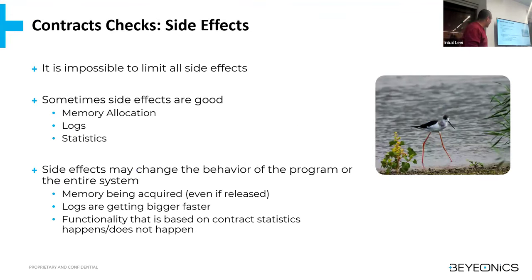So side effects are something that is not preventable within the contract. You might see memory allocation, you might see logs, you might see statistics, it might change the way the program behaves, and it's okay. Sometimes you want it. And sometimes things can get quite messy if you have logs which are getting bigger and bigger because you are an enforcer or observer, so things are getting worse because of the contract, but you cannot prevent it everywhere, so it's allowed.